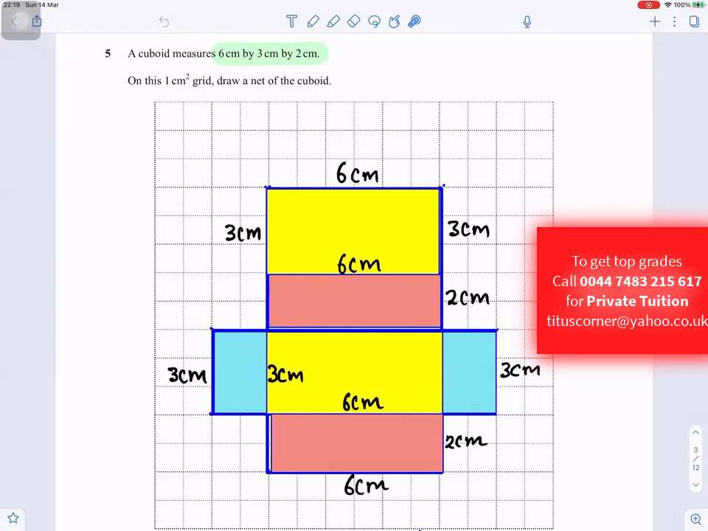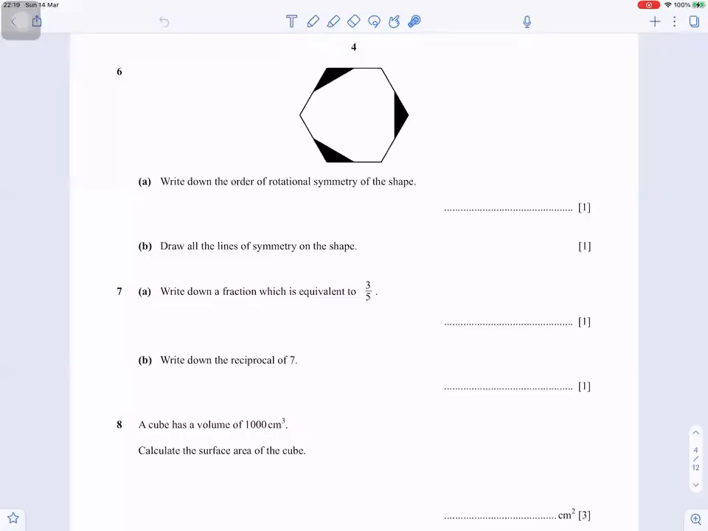So you imagine you fold it. So that's how you draw it, the net. And I've put them in colors so you can see that the yellow ones are the same size and the other ones are the same size with the same colors. We have here question number 6 all the way to question number 8.